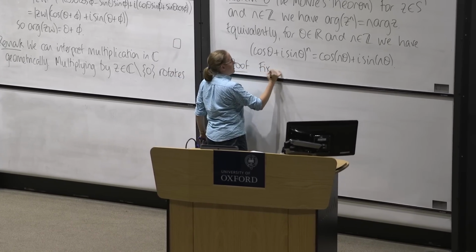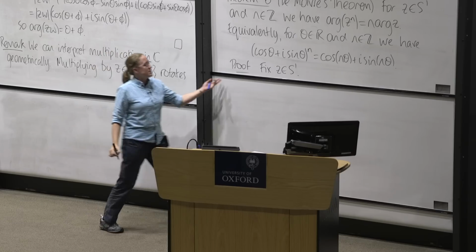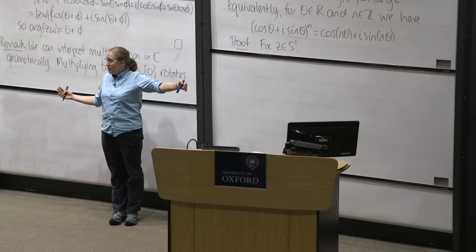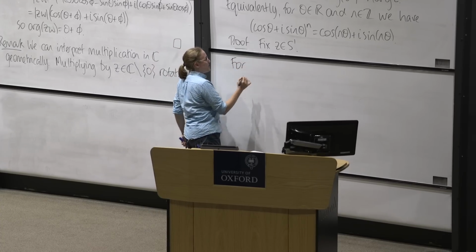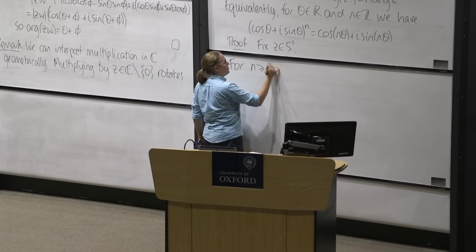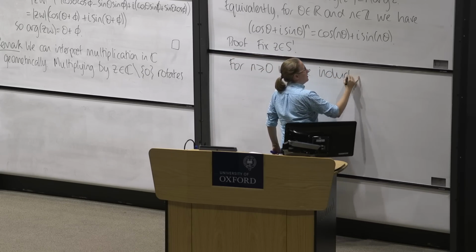So I'm going to fix some z in S1 and show that the theorem applies to this z. And for n greater than or equal to 0, so for non-negative n, I'm going to use induction on n. And I'm going to write that down because it helps the reader to know that we're going to use induction.